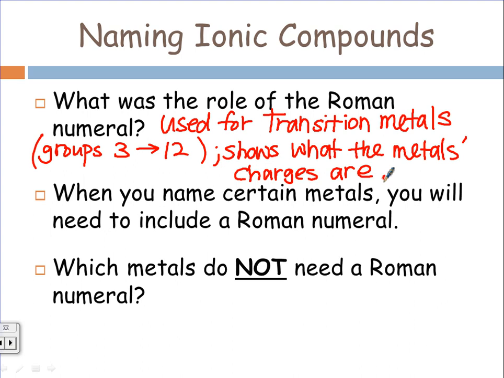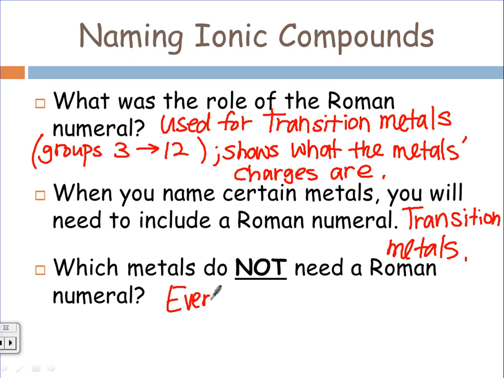Okay. When you name certain metals, you're going to need to include the Roman numeral. What type of metals are we talking? Transition metals. Which metals do not need a Roman numeral? Everything but transition metals. Everything else. I'd rather you be more specific. Oh, well then I would say, remember, transition metals we said belong to group 3 to 12, right?